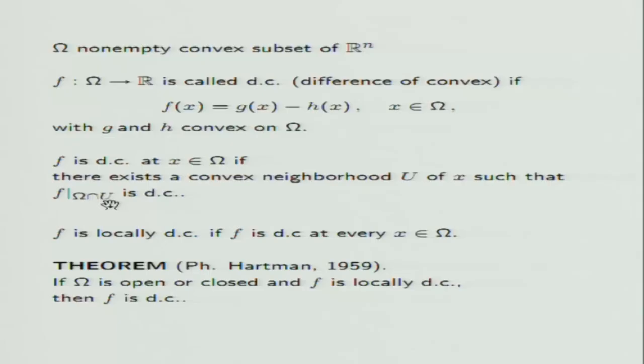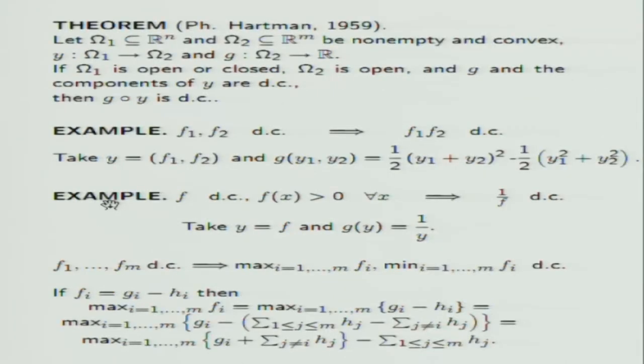The same applies to the next theorem, also due to Hartmann in the same paper, which basically says that when you compose DC functions, you get another DC function. Here is the precise result. You have a vector function y, which is DC component-wise, and you have another function g, which is scalar valued, and it is DC.